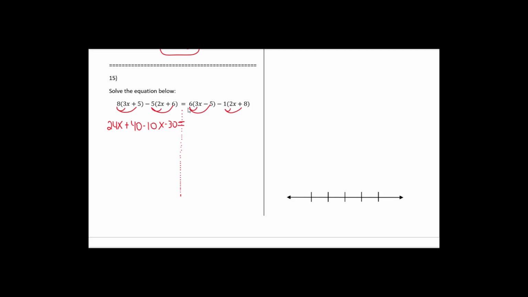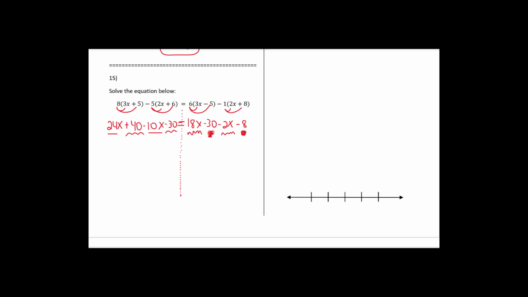6 times 3 is 18x. 6 times negative 5 is negative 30. Negative 1 times 2 is negative 2x. Negative 1 times 8 is negative 8. Now we're going to do the next step, which is combine like terms. So we're going to combine these guys. And on this side, I'm going to combine 18x minus 2x. And negative 30, I'm going to combine with negative 8.